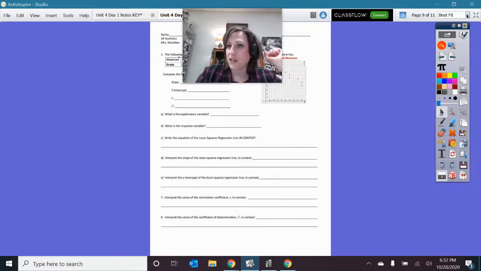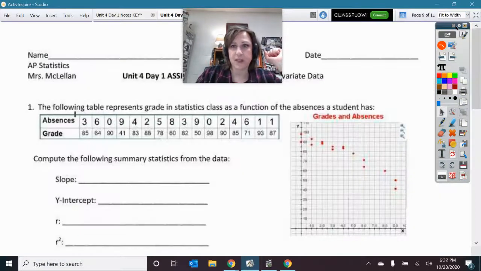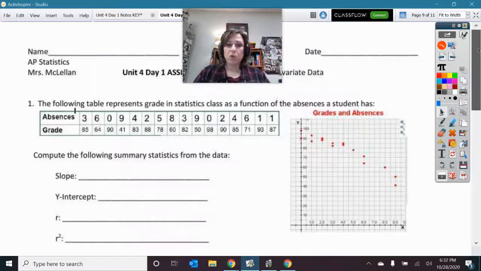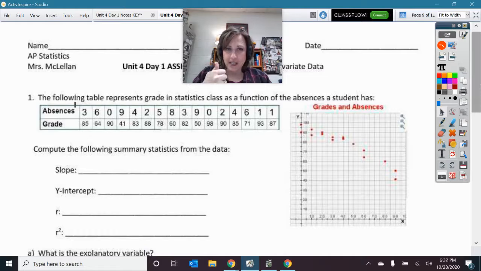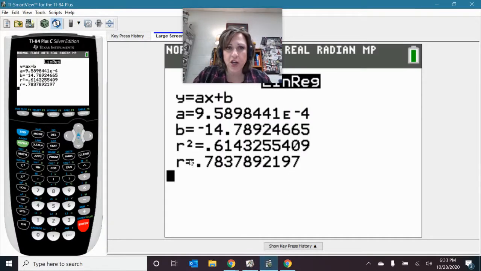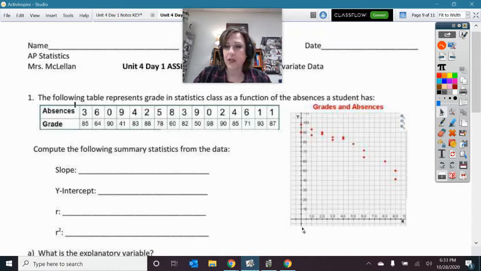So, if you take a look then at your assignment, you will have to take a set of data, put it into your calculator, make sure that your diagnostics are on. If you don't know how to do that, go to the part 1 video so that you can state what the slope, y-intercept, r, and r squared are. I think I actually even wrote that backwards from how it comes out in your calculator. The calculator shows r squared on top of r, so be careful when you are putting that down, okay?